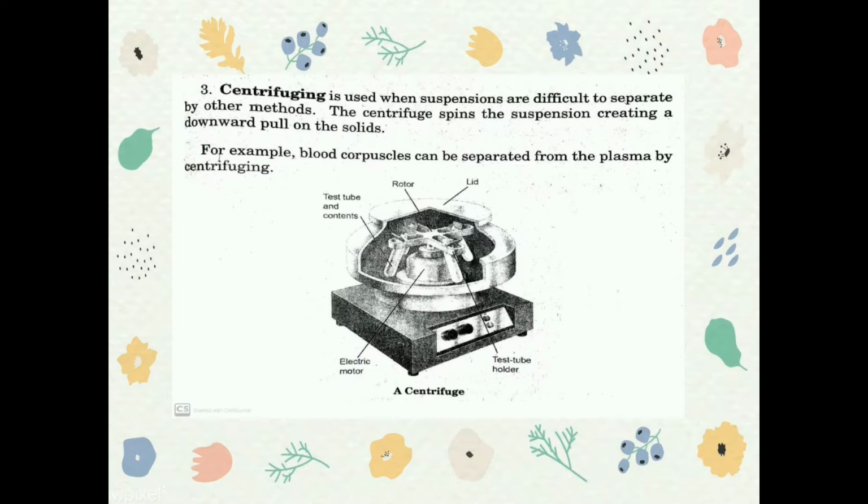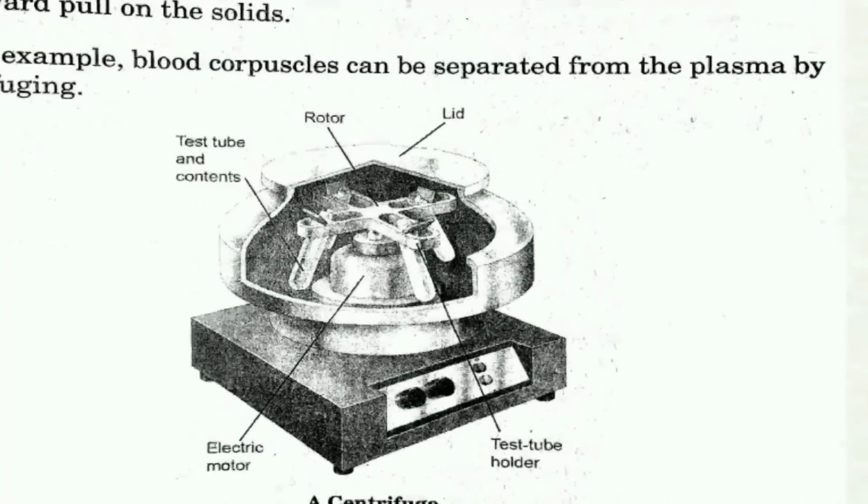So yan, centrifuging is used when suspensions are difficult to separate by other methods. The centrifuge spins the suspension by creating a downward pull on the solids. For example, blood corpuscles can be separated from the plasma by centrifuging. So, yun yung parts ng ating centrifuge.